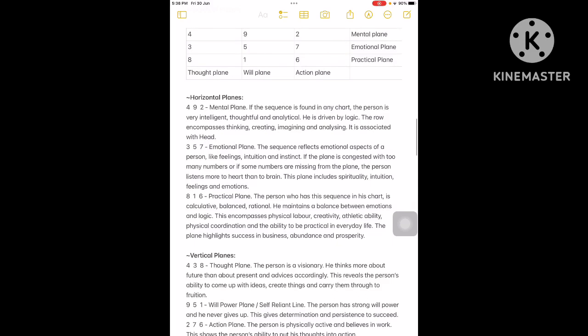Three lines, mental, emotional and practical plane, are important. Sometimes one or two numbers are missing or four or five numbers are missing, so it's okay. We can apply remedy to get the blessings of those numbers which are missing. Okay, so we have studied the three horizontal planes: mental plane, emotional plane and practical plane.